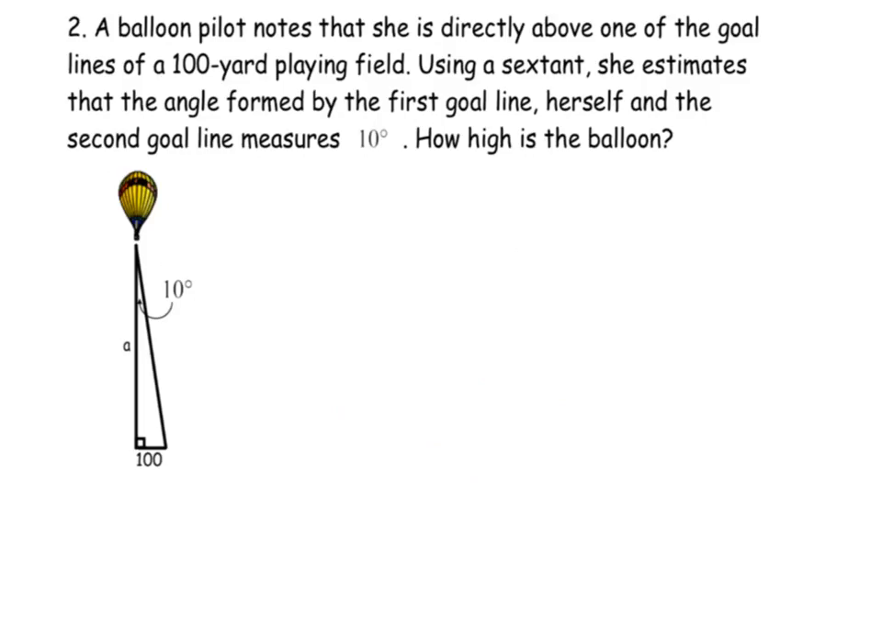In the second example, a balloon pilot notes that she is directly above one of the goal lines of a 100-yard playing field. Using a sextant, she estimates that the angle formed by the first goal line, herself, and the second goal line measures 10 degrees. How high is the balloon? So you can see the diagram I created for this problem, and I need to use a trigonometric ratio that involves an opposite side to the angle and an adjacent side to the angle. So it's tangent of 10 degrees will equal 100 divided by A.